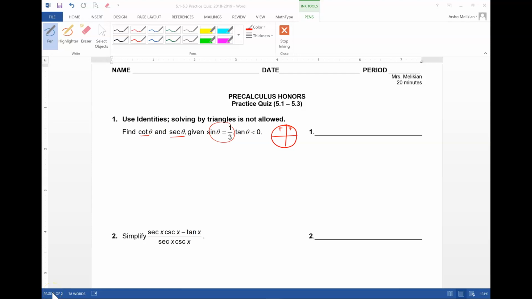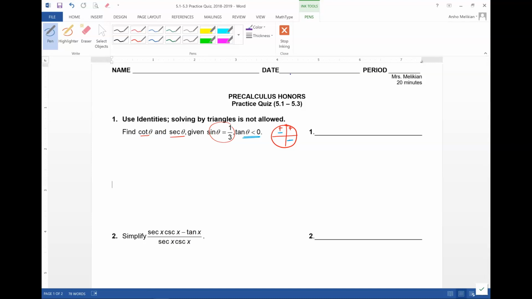All right, so sine is positive in those two quadrants. Now, it tells you that tangent is negative. Where is tangent negative? 2 and 4. So now, that means all my answers are going to be in quadrant 2.